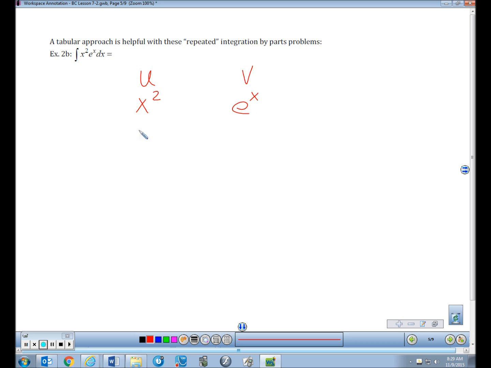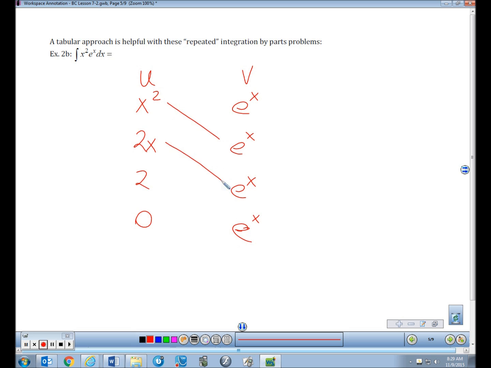So the derivative of x squared is going to be 2x. The derivative of 2x is 2, and the derivative of 2 is 0. And if you can, go all the way to 0 if possible. The integral of e to the x is e to the x, each time down the column. And we're going to stop at the same row where we have that 0.